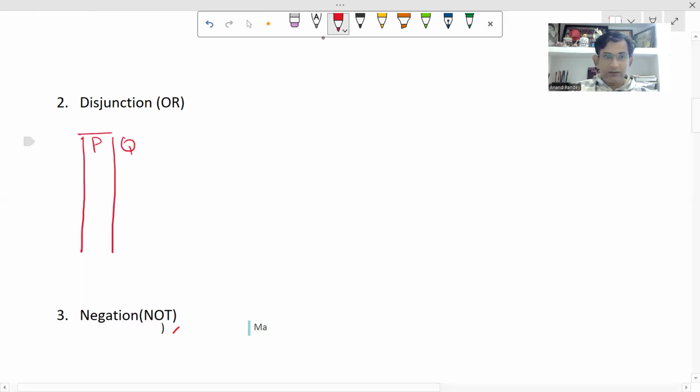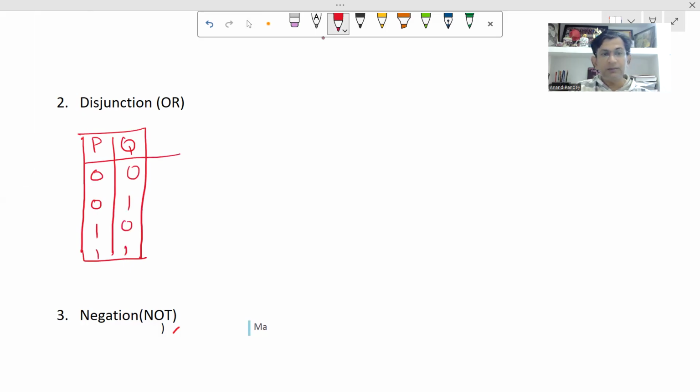And as I told, the easy way to learn, you can draw, fill like that. 0, 0, 1, 1, 0, 1, 0, 1. Okay. Now the symbol for OR is what? Plus symbol. So here we can use P plus Q. Another symbol is this. So any one of that symbol can be used. Okay.